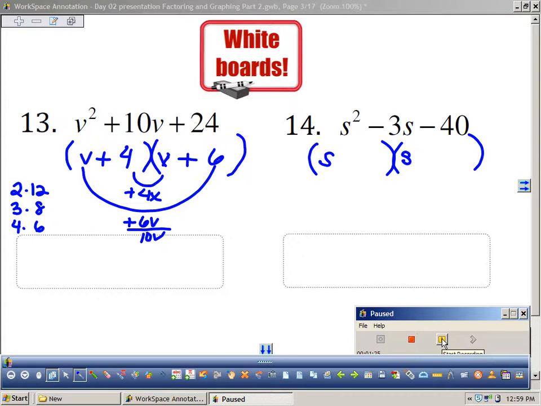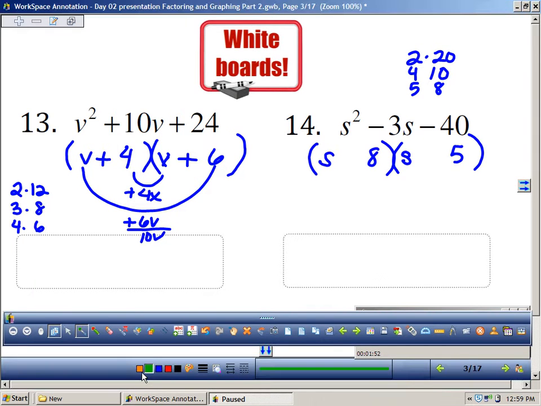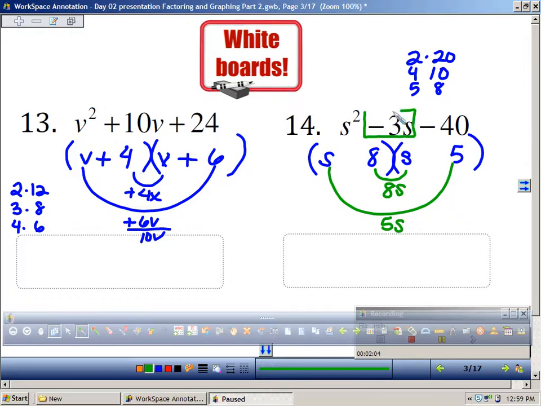Okay, everybody did really good. So s squared and 40, I'm going to start with 2 and 20. That's not going to get me anything. 3 doesn't work. 4 and 10, that doesn't get me anything. 5 and 8, well, the difference between 5 and 8 is 3, so I'm going to do that. It doesn't really matter which one comes first. All that matters is which one is negative, right? So I'm going to start with 8s and 5s. Which one's going to have to be negative in order for this one to be negative here? The bigger one. And this one's going to be positive.